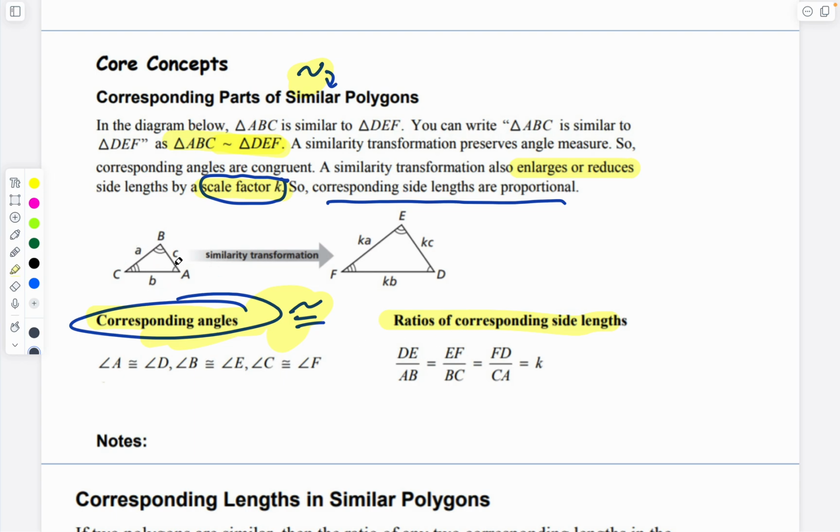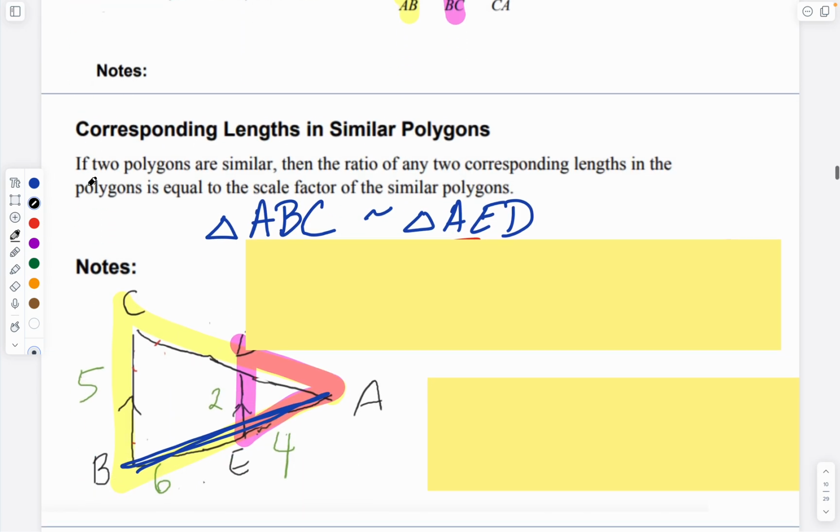What do I mean? Well, DE over AB is going to be the same as EF over BC. Those ratios should be equal if these shapes are similar. The angles are always going to be the same. Angle A will match up with angle D. Angle B will match up with angle E, and C with F. We'll talk more about that.